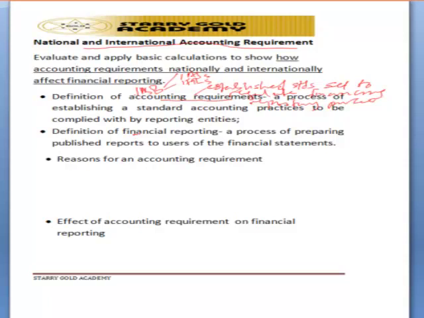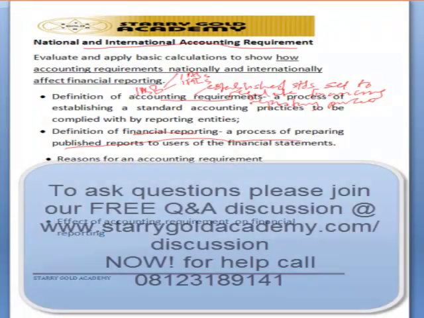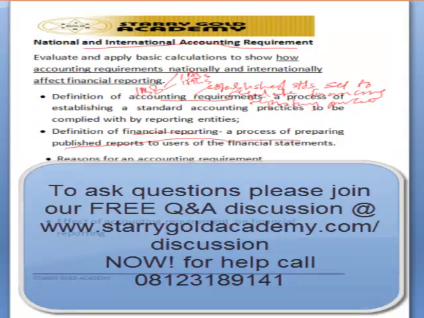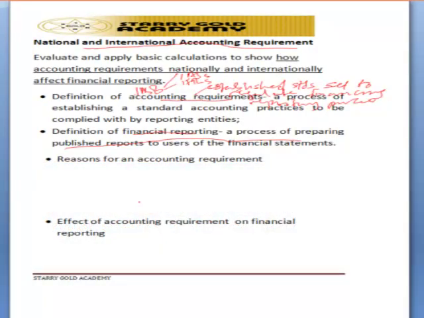Now, what do we mean by financial reporting? Financial reporting is a process of preparing a published report for users of the financial statements. We have various information needs of users. For example, as an employee, you are a user of financial information. As a creditor of a company, you are a user of financial information. Be it you are an investor, you want to commit an investment in a company, you are a user of financial information. So the process of preparing a financial report to meet the different needs of those users of financial information is what we call the financial reporting process.